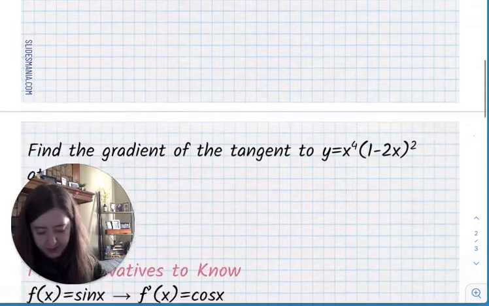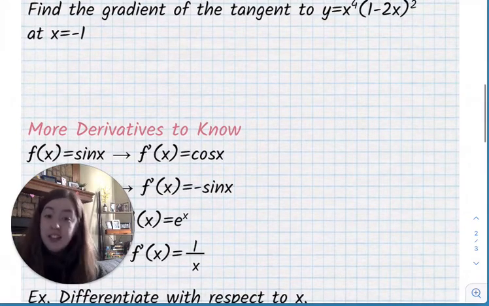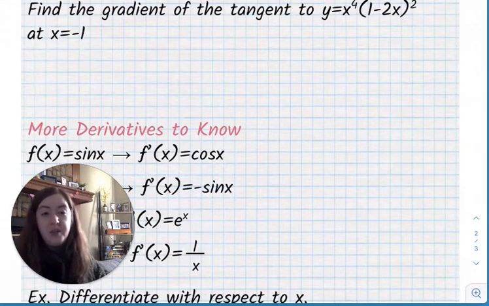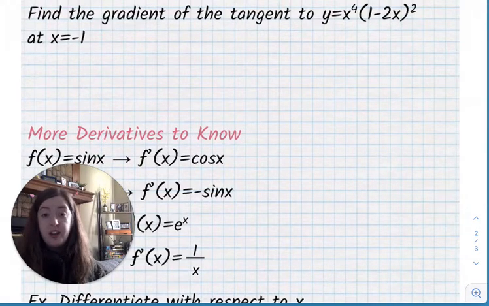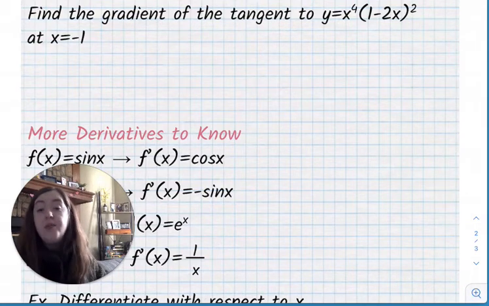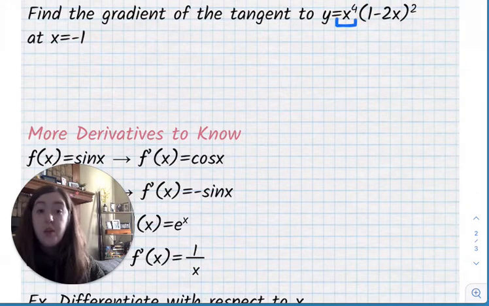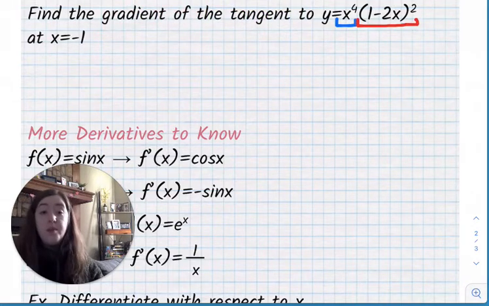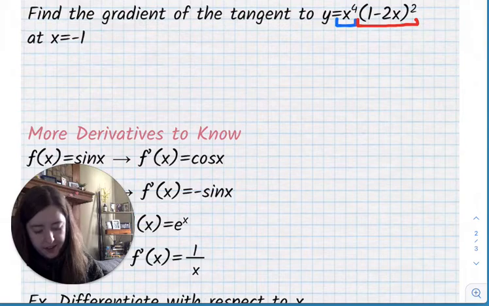Okay, let's try the next one. Too far every frickin' time, Mrs. Davis. Find the gradient of the tangent to y equals x to the fourth times 1 minus 2x squared at x equals -1. All right, so we want to find the derivative first, and then we'll plug in -1 into that derivative. So we'll call x to the fourth my first, and I'll call 1 minus 2x squared my second. So let's find this derivative.